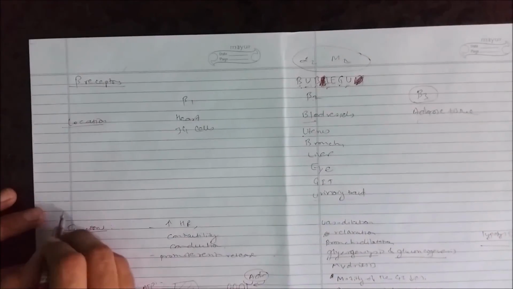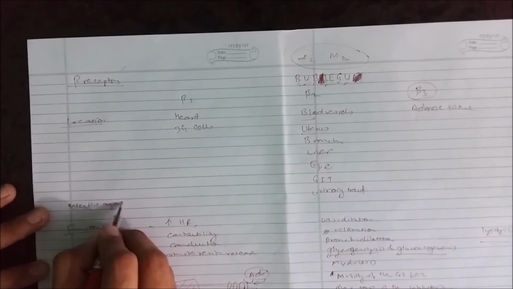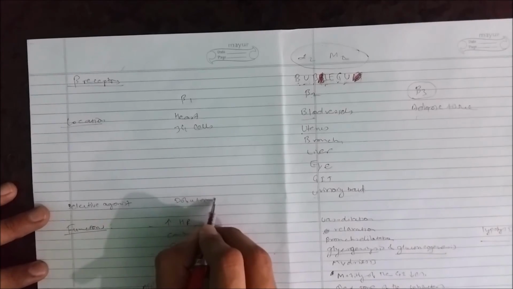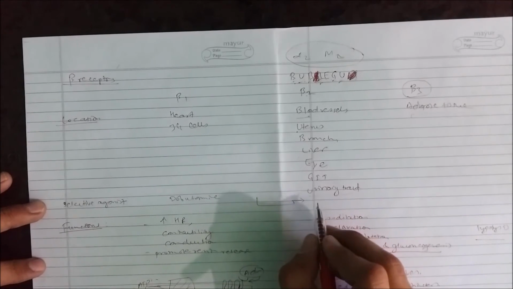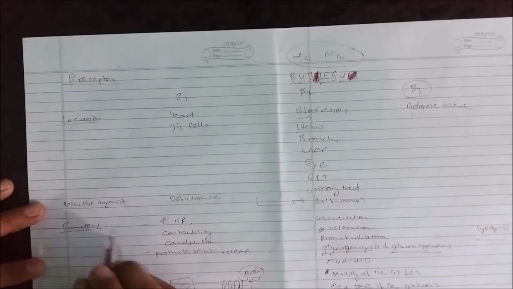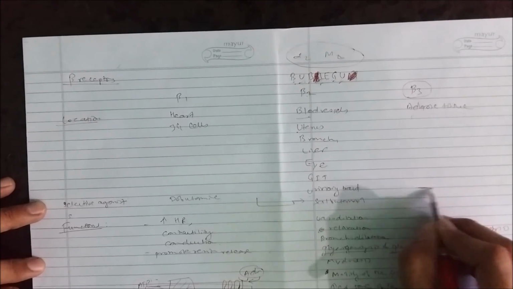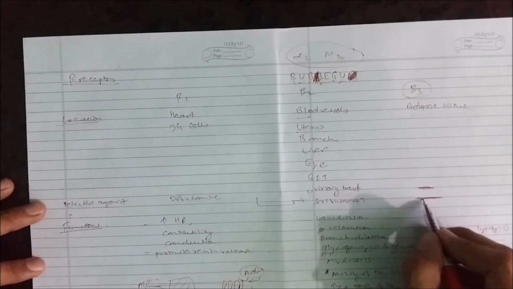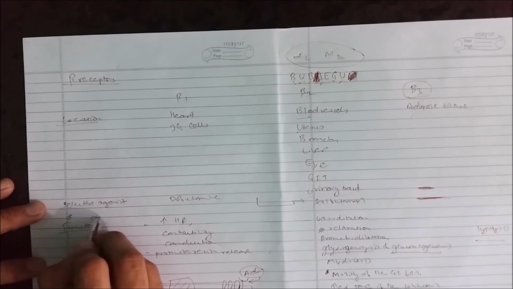And let me write here what the selective agonists are. For beta 1, dobutamine is the best example, and for beta 2, you might be hearing this in the treatment of asthma, the selective agonist for beta 2 is salbutamol. And the selective agonist for beta 3 is difficult to remember, and it's not even important from the exam point of view, so I don't want to discuss it here.